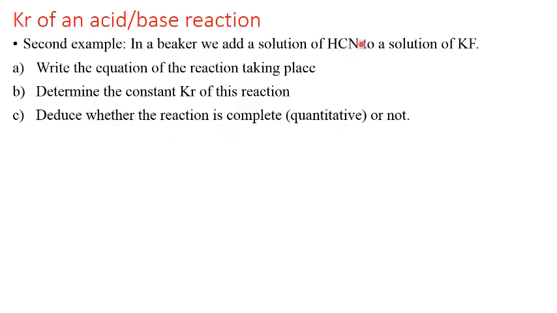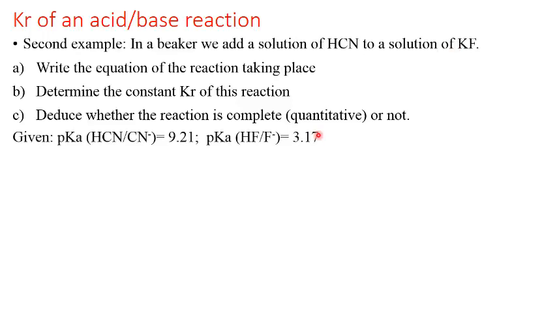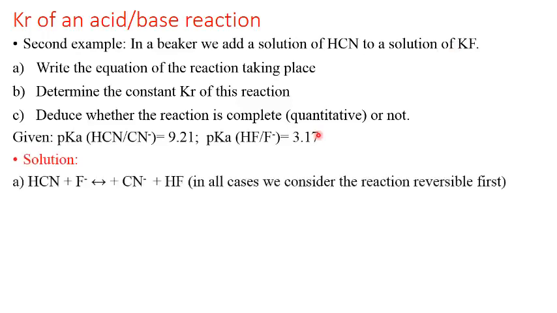What are the species present? HCN and KF, that will be considered as F minus because K plus is a spectator. And definitely this is the given. So this solution would be for part A: always and always the reaction is reversible between HCN and F minus, as we said here, giving CN minus and HF. Also here in all cases we consider the reaction reversible first.